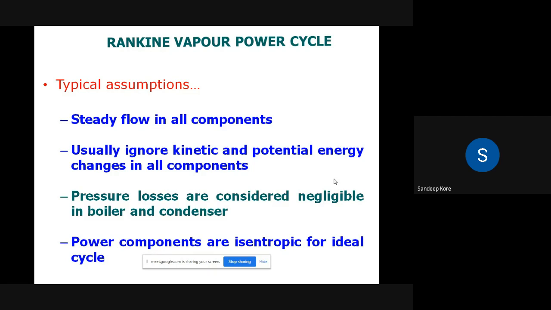So these are the 4 assumptions. All the devices are steady flow. Kinetic and potential energy is neglected as we are considering the inlet and outlet to be at the same level from the datum. We are assuming that the velocity remains the same. The pressure losses are considered negligible in boiler and condenser. And power components are isentropic for the ideal cycle.